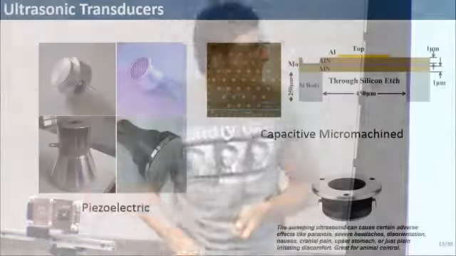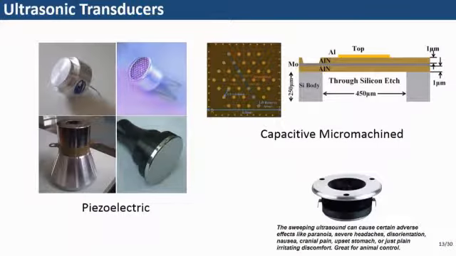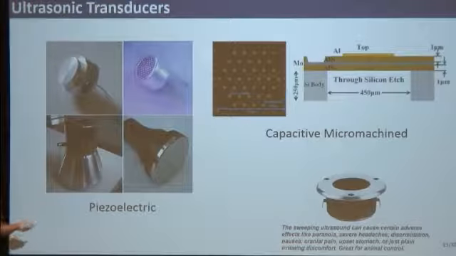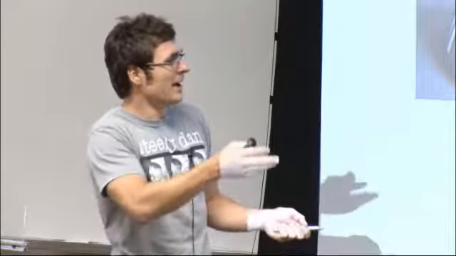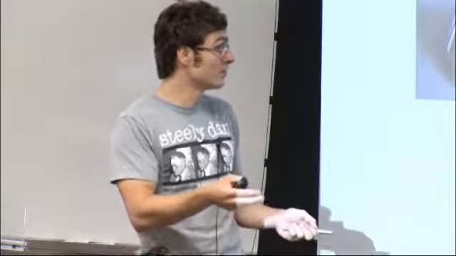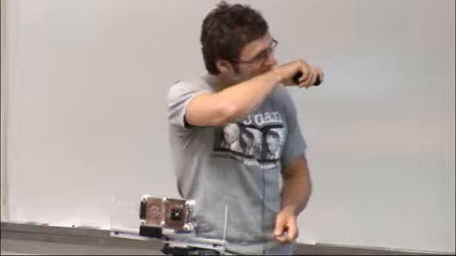Here you have another example. This thing here is 350 watts, and it goes up to 35 kilohertz. I'm just showing it to illustrate that there's a huge diversity of these things. The guy whose webpage I took this from says the sweeping ultrasound can cause certain adverse effects like paranoia, severe headaches, disorientation, nausea, cranial pain, upset stomach, or just plain irritating discomfort. Great for animal control. A lot of interesting things out there, right?